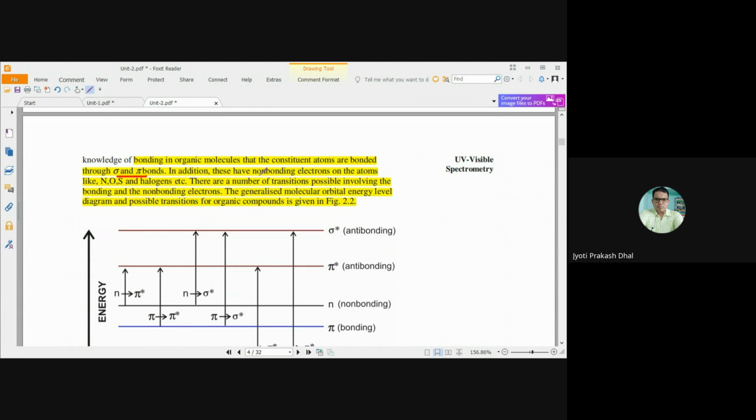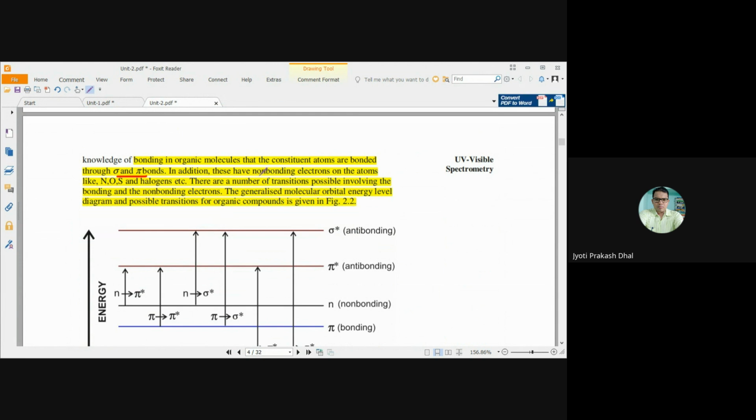If nitrogen, oxygen, sulfur, halogen, or some heteroatoms are there in the organic molecules apart from carbon and hydrogen. So if only carbon and hydrogen are there, that means the atoms are bonded through sigma or pi bonds. And if nitrogen, oxygen, sulfur or halogen, some different heteroatoms are there, then non-bonding electrons, or lone pair of electrons, are also present.